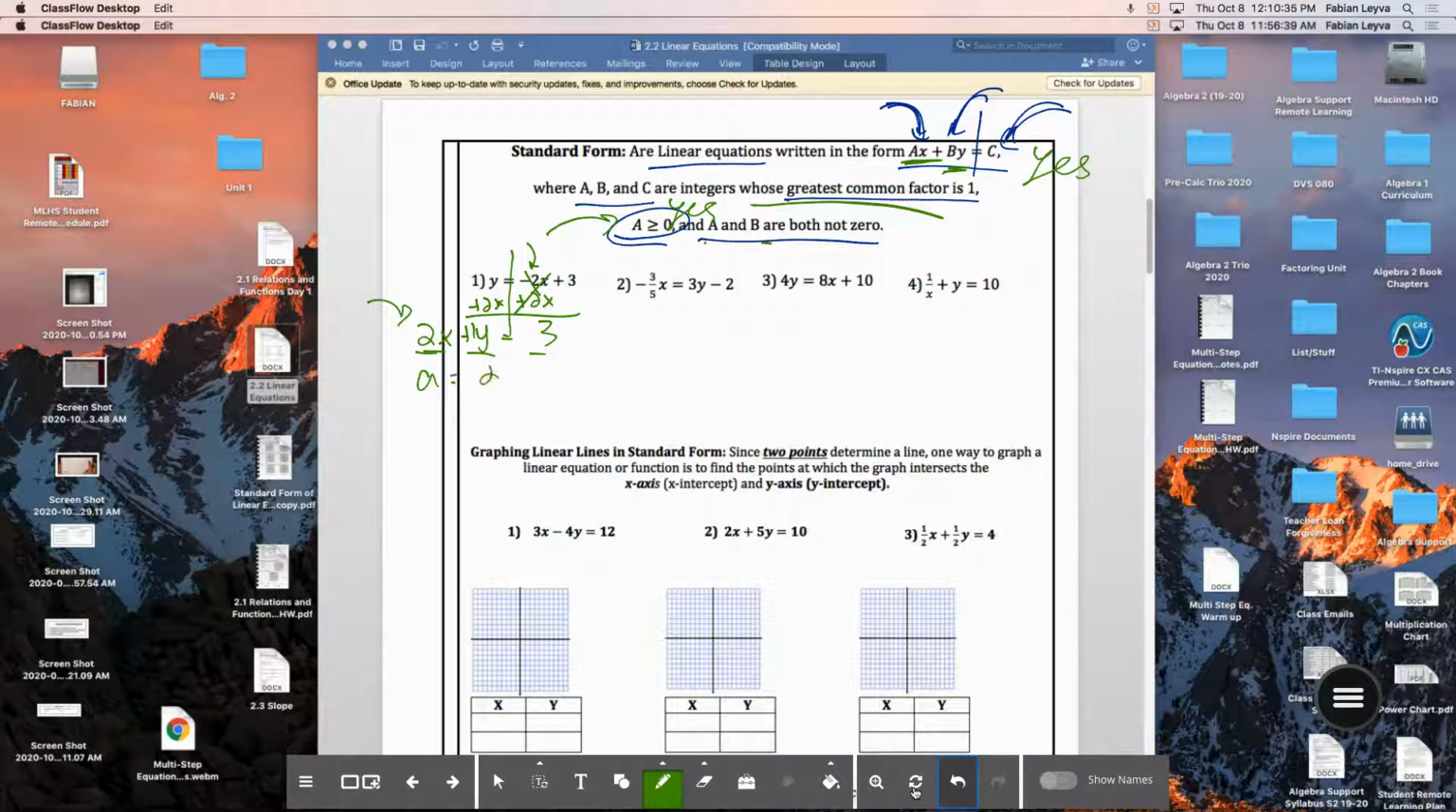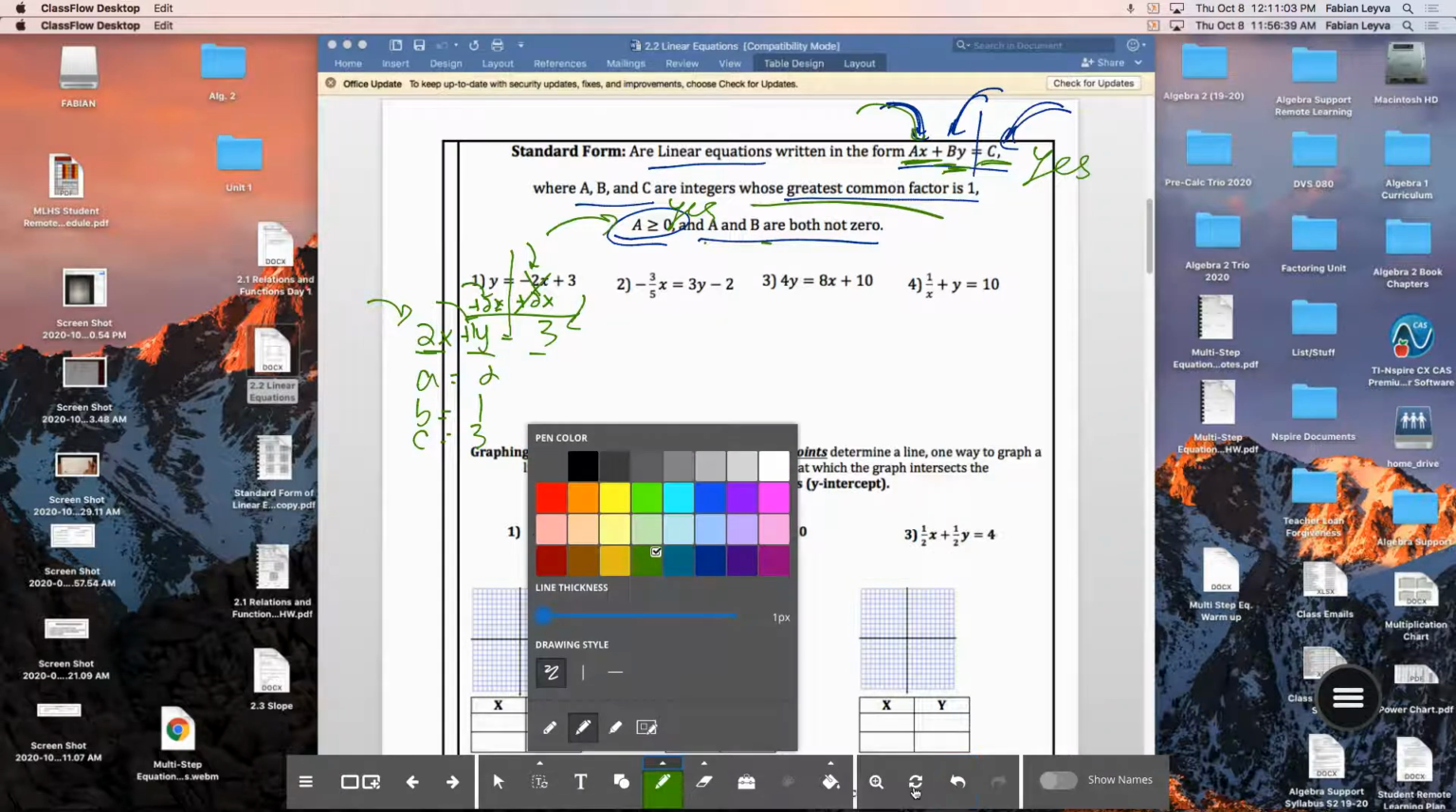Your a would be 2, your b here would be 1, and then your c would be 3. Keep in mind that your a is always the coefficient in front of the x, so notice that my coefficient's a 2. Your b is always the coefficient in front of the y, which is a 1, and then of course your constant on the other side would be your 3. It's always going to be the same, your a, b, and your c. All right, so cool.